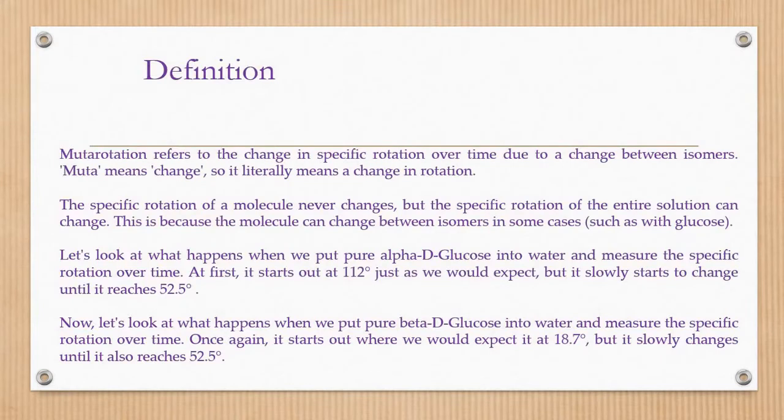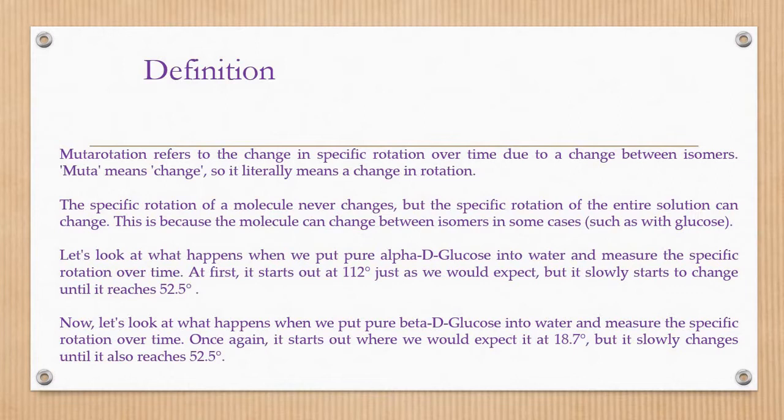First, muta means change. So it literally means a change in rotation. The specific rotation of a molecule never changes, but the specific rotation of an entire solution can change. This is because the molecule can change between isomers in some cases, such as glucose. Here I am going to explain the concept of mutarotation with an example. Here I am taking glucose as the example.